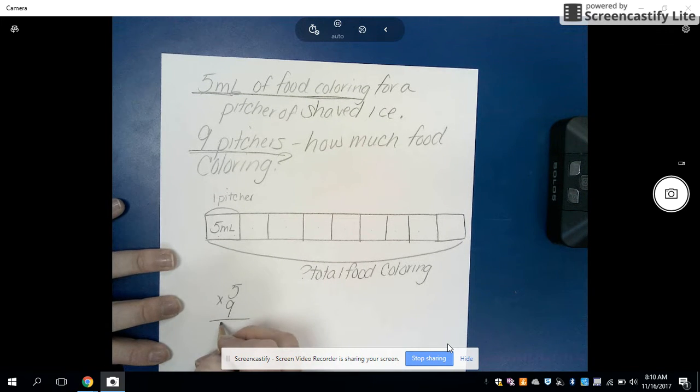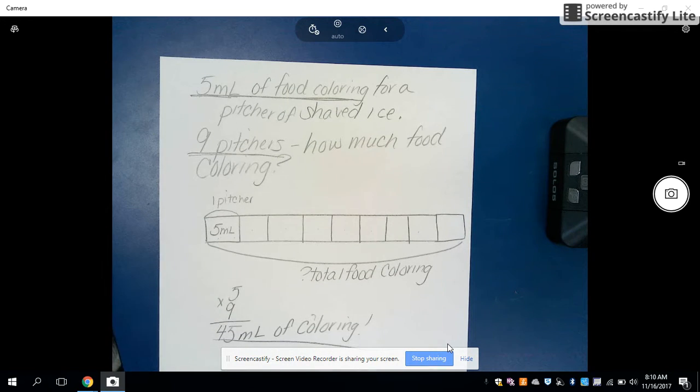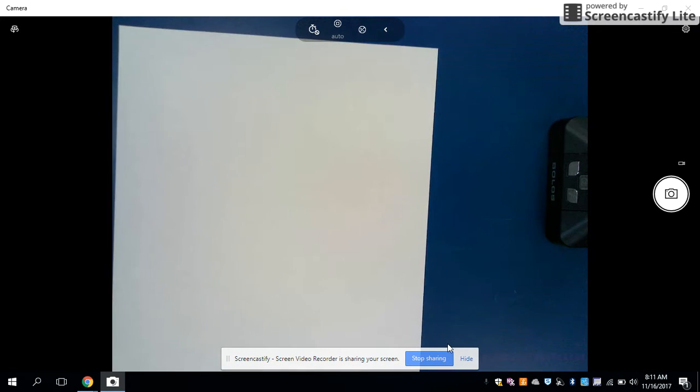Okay, did we get an answer of 45 milliliters of food coloring? If you did, you're on the right track. If you didn't, pause the video. Figure out what you did wrong. Was it your multiplication? Was it your repeated addition? Did you have enough boxes of 5? So take a second. If you did not have 45, figure out what went wrong. And then we're going to do another one together.